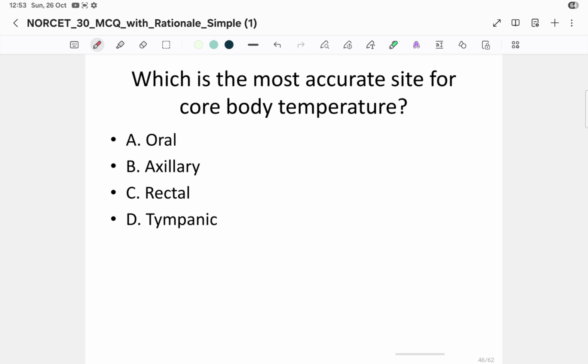Next, which is the most accurate site for core body temperature? A. Oral. B. Axillary. C. Rectal. D. Tympanic. And the correct answer is option number C. Rectal. Rectal is the most accurate site for core body temperature measurement.